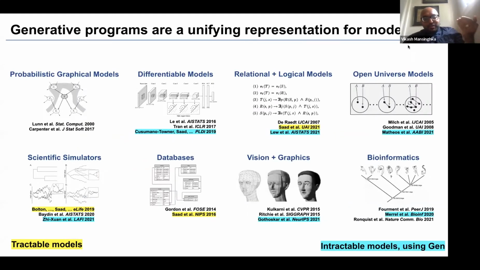Now, this perspective of using programs to represent models has turned out to be a unifying idea that allows a common representation language to compactly encode models from a broad range of AI formalisms and application domains. I'm just showing a few on this slide. I'm highlighting in yellow application domains where the underlying model families were tractable in the sense of this workshop. And in cyan, I'm highlighting examples of intractable models that were implemented in Gen, where approximate inference was necessary.